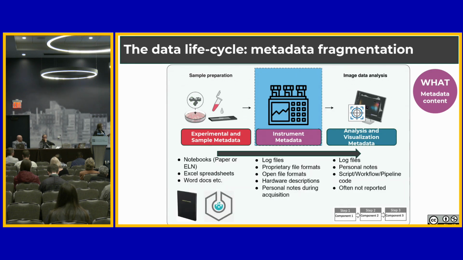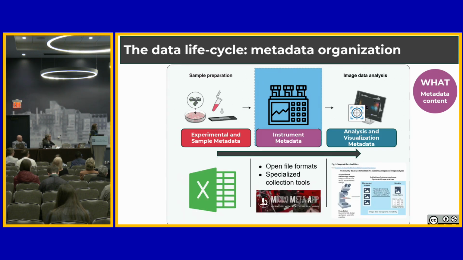And typically there is a huge fragmentation. This information is all over the place, very difficult to keep track of, and very difficult to keep together with the data. So we have the data, and then we have this information, and they're often all over the place. So how could we do it?